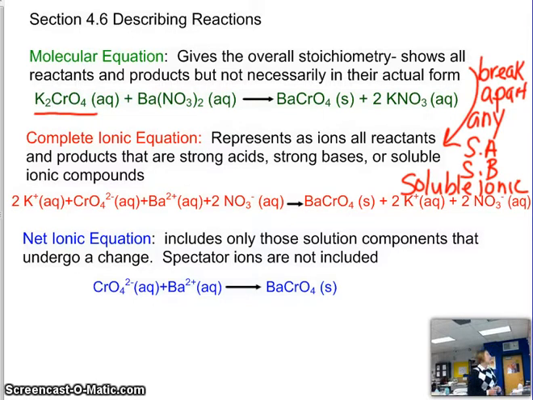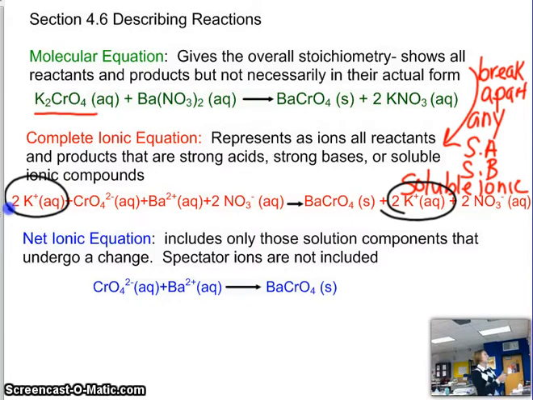So if we look at the complete ionic equation, you'll notice some things that are the same on the left as they are on the right. Perhaps you notice potassium ions. You have 2 K plus ions going in and 2 K plus ions coming out. They are the same. They are spectator ions.